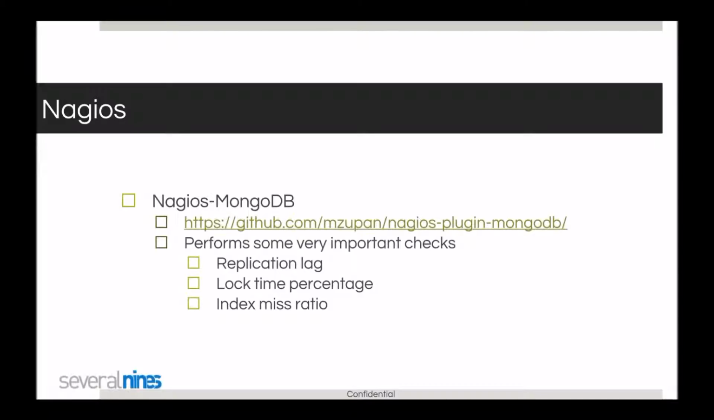For Nagios, we have the Nagios MongoDB plugin. And this plugin performs basically all the basic important checks. So like replication lag, lock time of the records, and lock time of the schemas. And this is important because then you know how often this happens. And that's also similar to the MySQL locks that happen in InnoDB. Index miss ratio, which is important because MongoDB also supports primary and secondary indexes. And if you have some secondary indexes that are not used or not that useful, you might actually want to drop them.